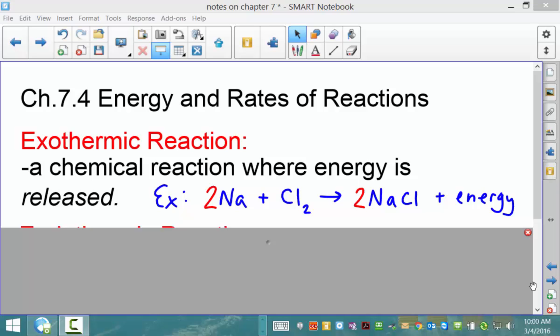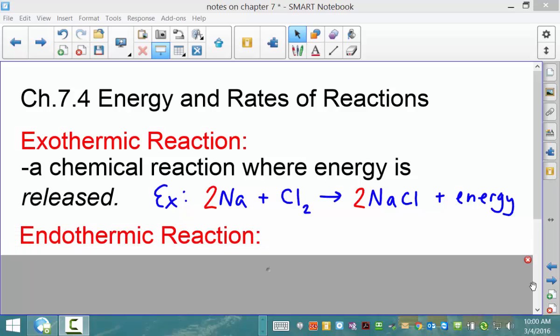If you break a light stick, that's going to be exothermic. Electrical energy, when you put batteries into a flashlight, that's an exothermic reaction. If you have a campfire, that's also an exothermic reaction.